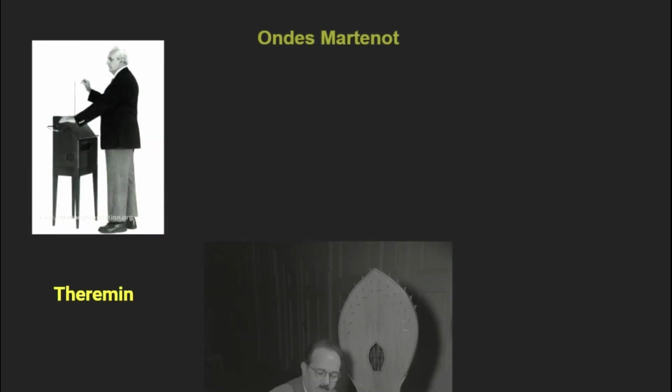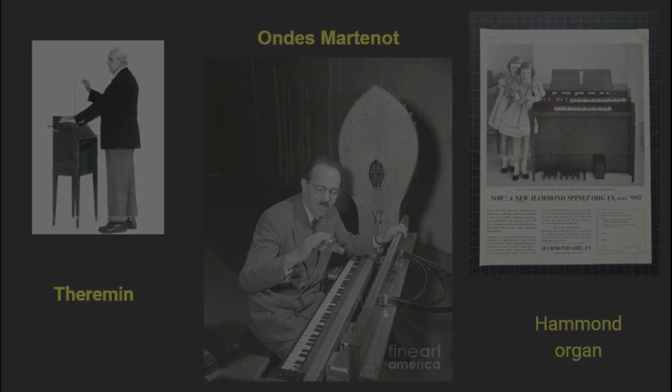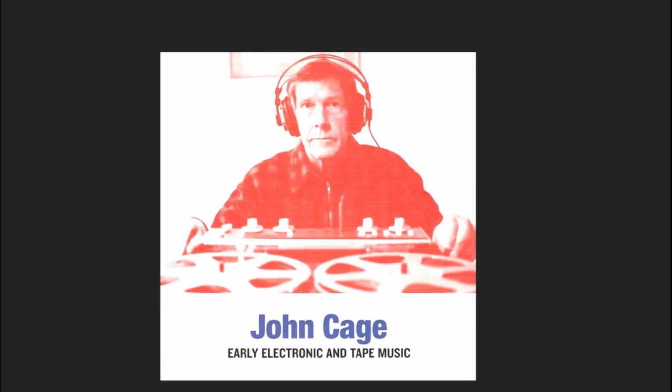From 1928 to 1935, we began to see electronic instruments being invented, such as the theremin, the Ondes Martenot, and the Hammond organ. In 1939, John Cage published Imaginary Landscape No. 1, the first electronic composition.